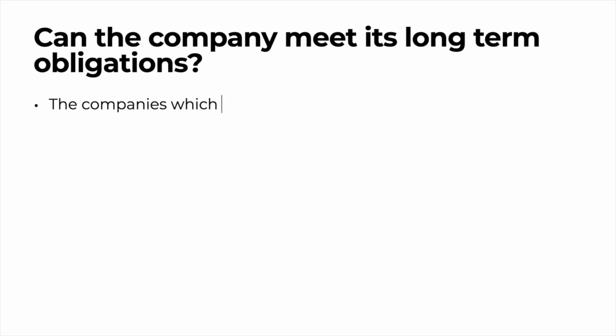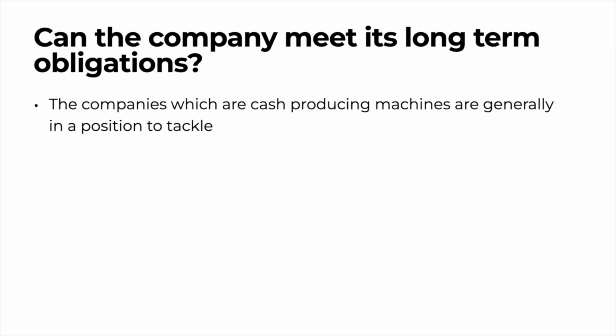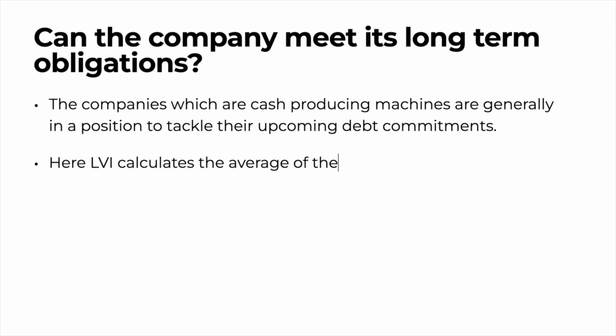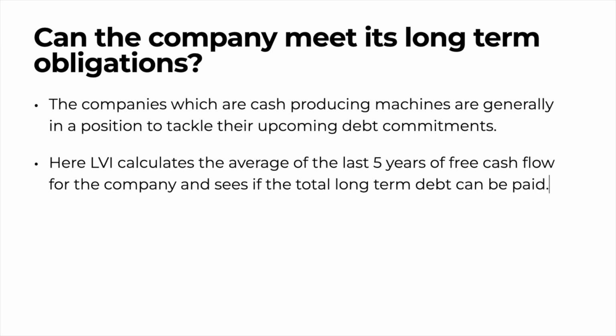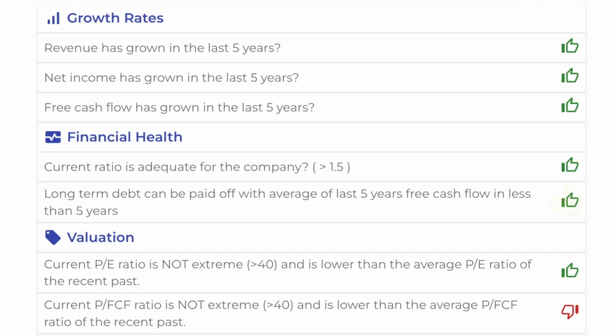The companies which are cash-producing machines are generally in a position to tackle their upcoming debt commitments. Here, LVI calculates the average of the last 5 years of free cash flow for the company and sees if the total long-term debt can be paid off in less than 5 years. As you can see, Google passes this test as well. However, let's see this in action.